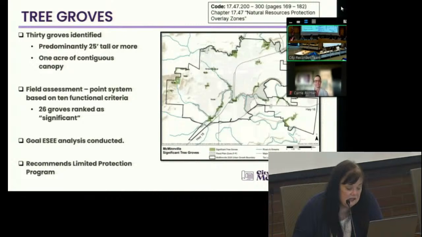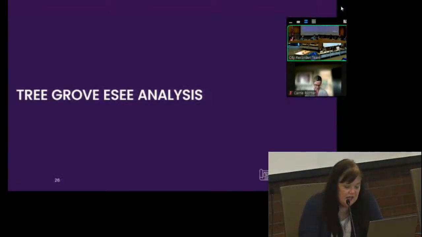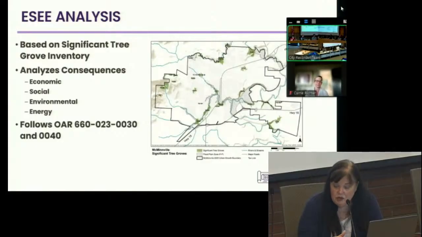And then we did the ESEE analysis, and from that analysis, the recommendation is a limited protection program. The three choices are full protection, no protection, and limited protection, and the ESEE analysis came out and said, these are important to the community. You do have some significant tree groves. We do need to protect them. We can't remove all development rights from property owners, so let's do a limited protection program and create some relief valves in our code to allow development rights to move forward.